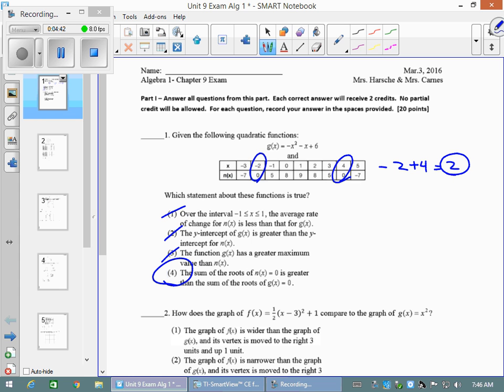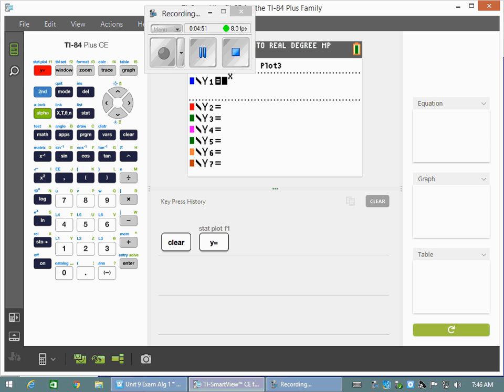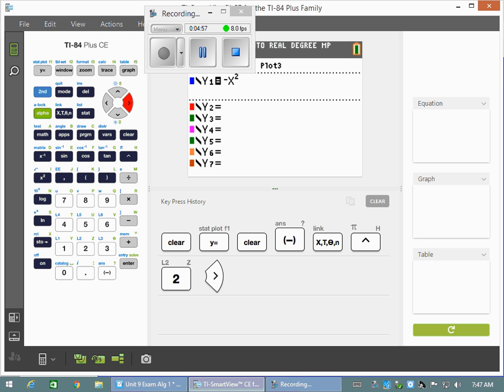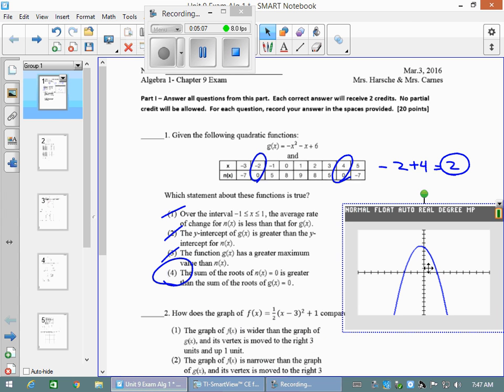To quickly find the roots of g of x, I'm going to go to my calculator, go to y equals, and type the equation in. So if I did that, and I looked at the graph to see where the parabola was crossing the x-axis, I could quickly find the roots. So here's my graph, g of x.